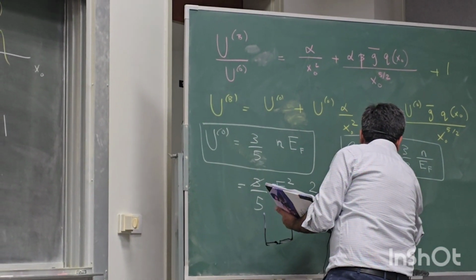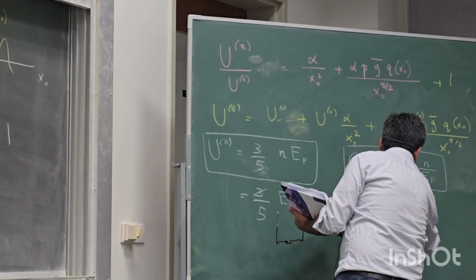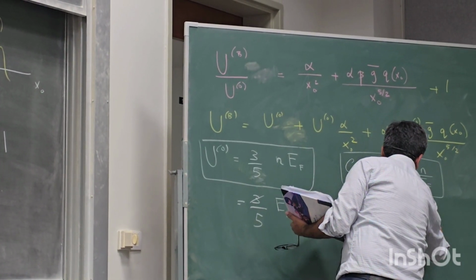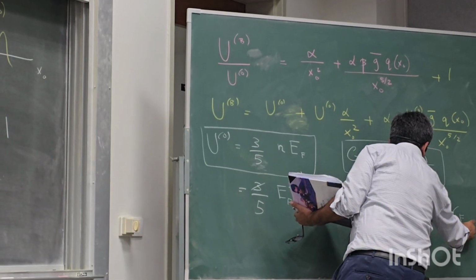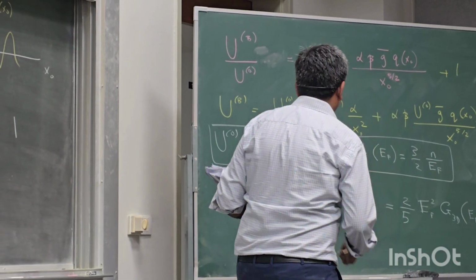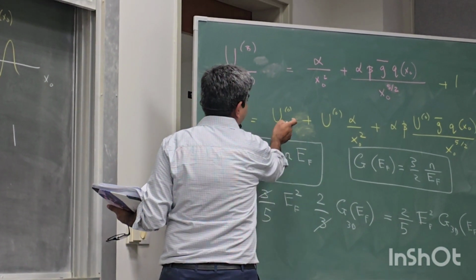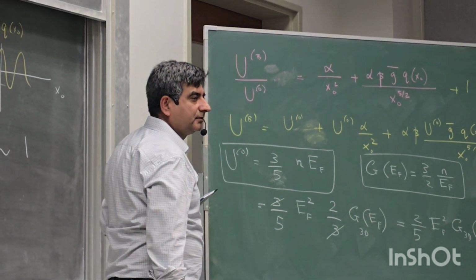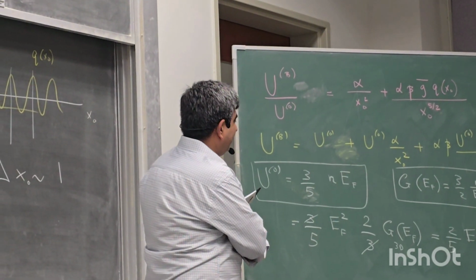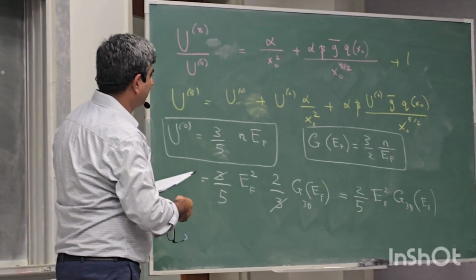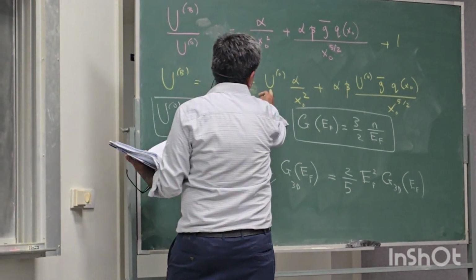2 over 5 EF squared G3D EF. Now I can put this U naught in here. Correct? I can also insert it in here.